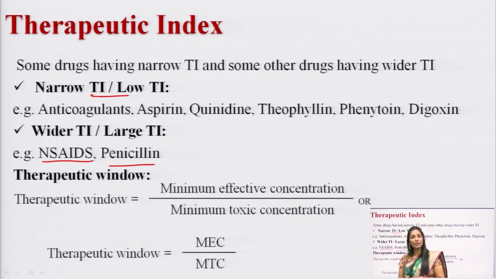So, what is a therapeutic window? The therapeutic window is a ratio of the minimum effective concentration to the minimum toxic concentration, which you can call MEC and MTC. What is MEC? Minimum effective concentration, and minimum toxic concentration, which together represent the therapeutic window.